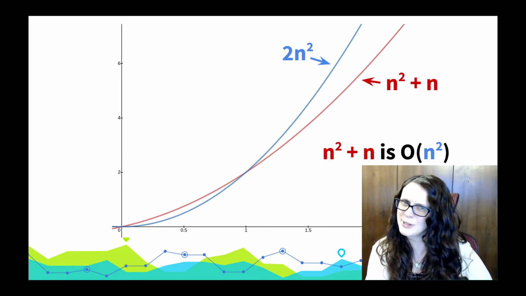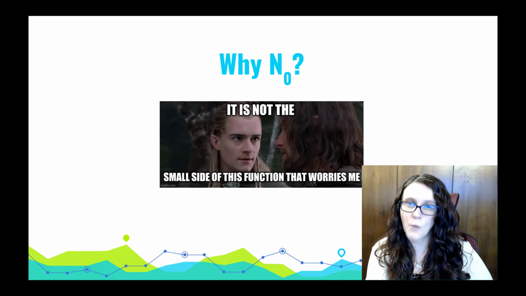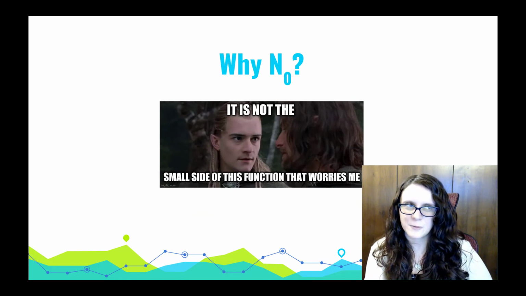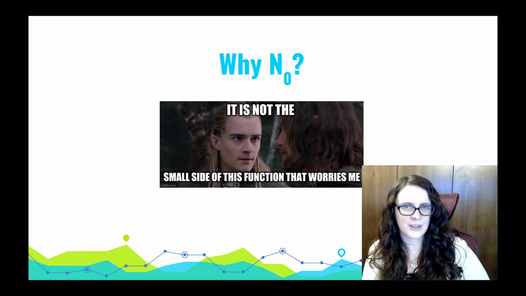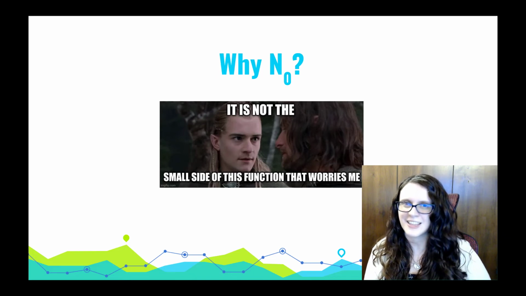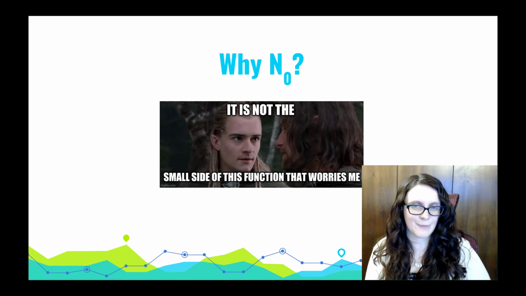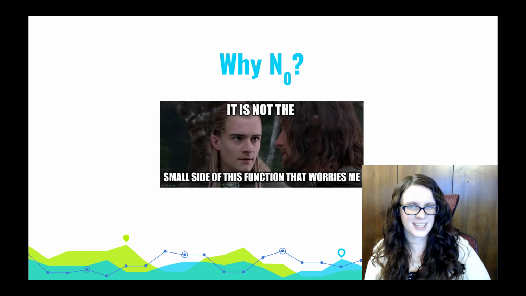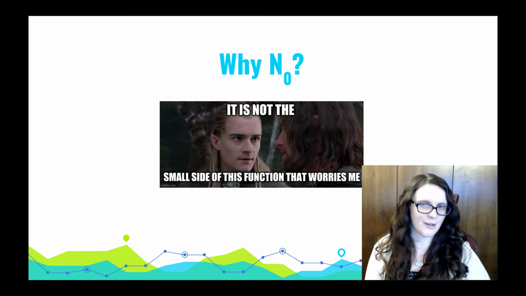let's think about those two parts. So why do we have n naught? There are kind of two reasons here. First of all, it's really not the small n side of the function that we generally need to be concerned about. It's okay if for small n, the function takes much longer than you would expect given that size, because generally the real issues are going to occur when we get to large n's. I don't want to say that's always the case, but I struggle to think of a counterexample.